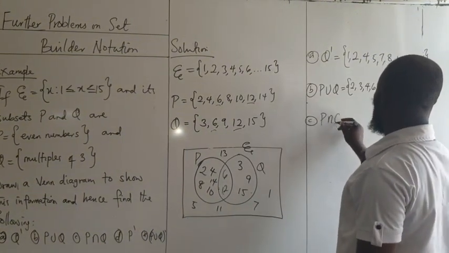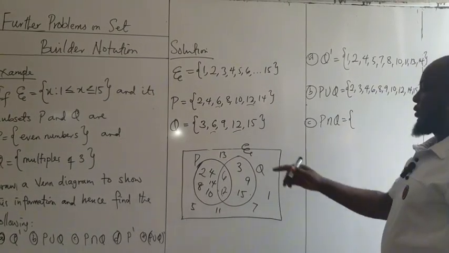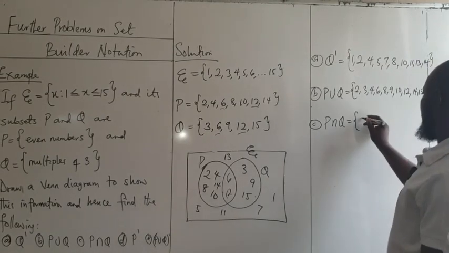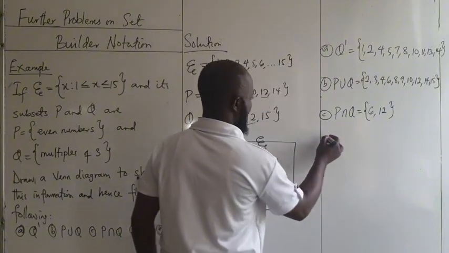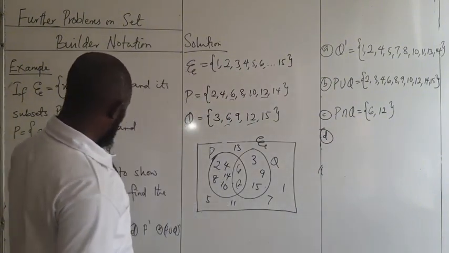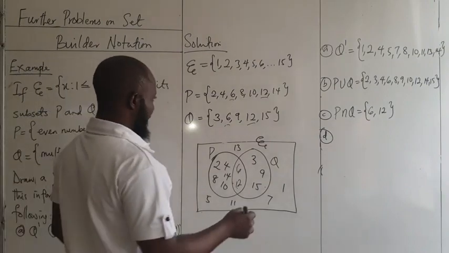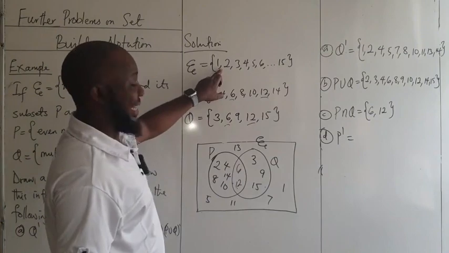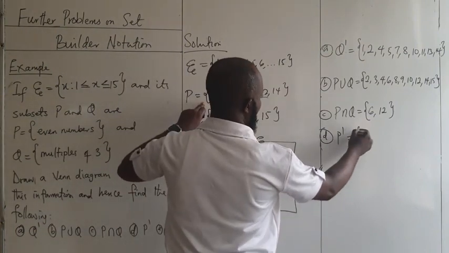P intersection Q, which we have found when we were drawing our Venn diagram, and that is 6 and 12. How about that? D. You want to look for elements we have now, P complement. So that means elements in the universal set that are not in P. So let's look at this.